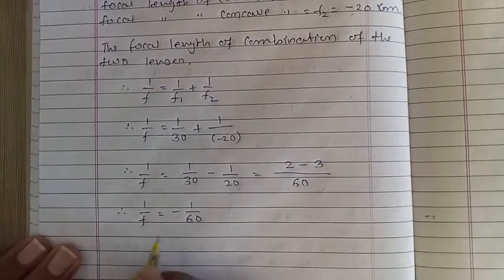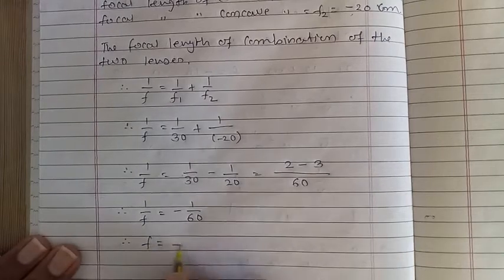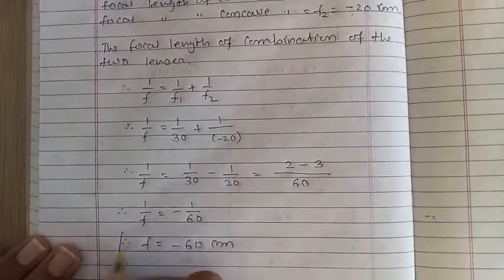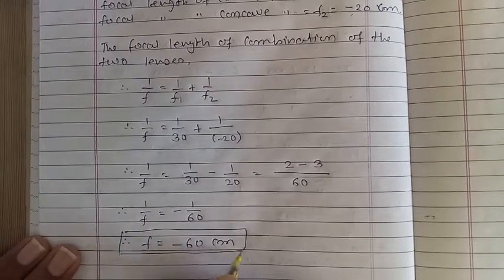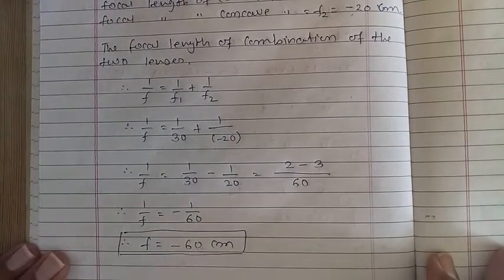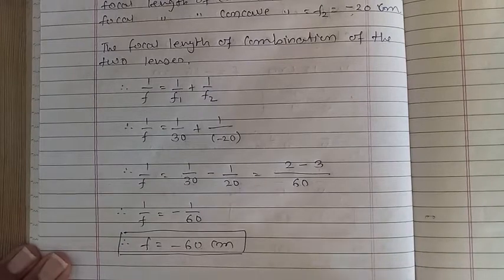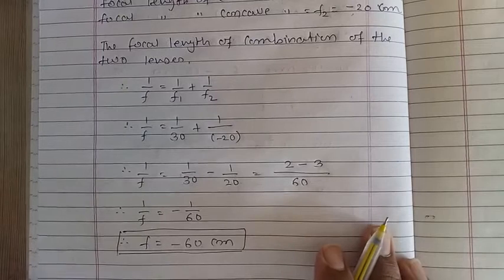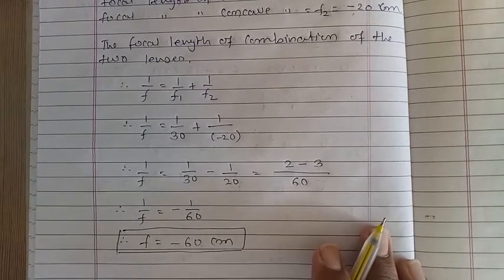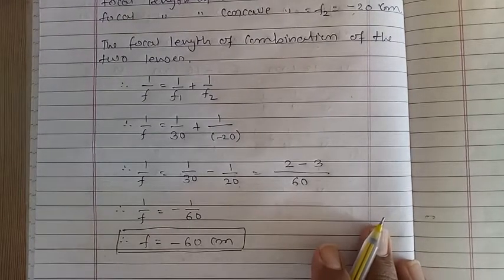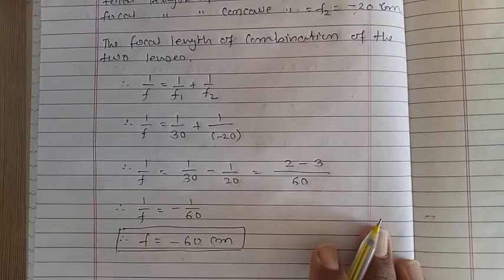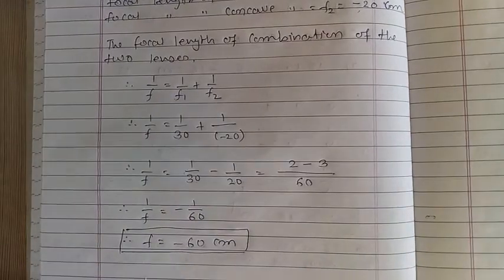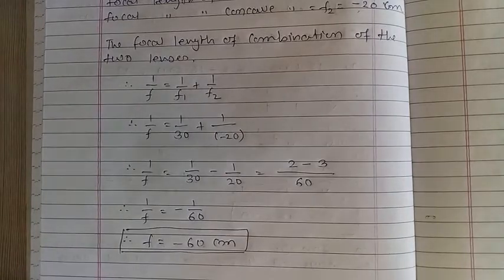We have to take the inverse. So f is equal to minus 60 centimeter. So the effective focal length, or we can say the focal length of combination, is minus 60 centimeter. So here the answer is minus 60. So here minus is there. So this minus represents that the combination works as a concave lens, because here we get focal length negative, right?